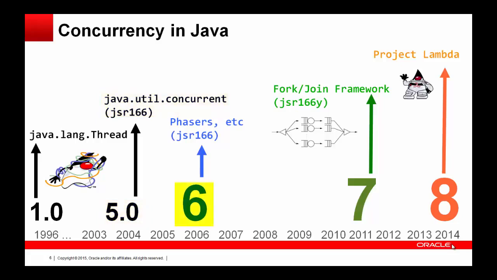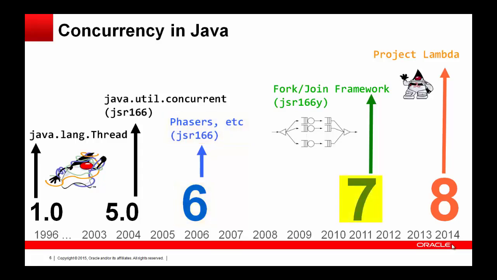In JDK 6, we added a few more advanced features, things like phasers, which was just another way of having multiple threads all working simultaneously and then arriving at a particular point in time so that they could deliver a set of results.